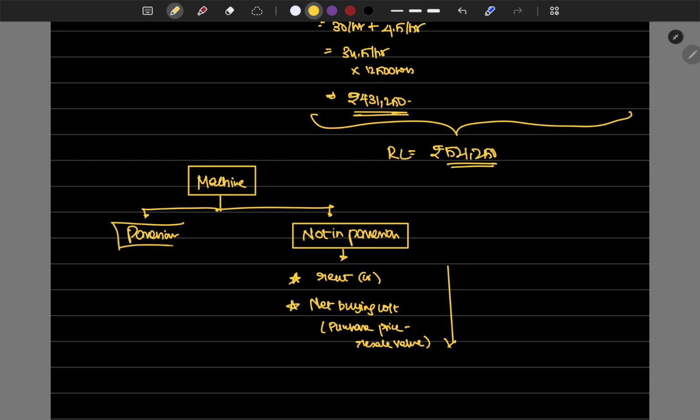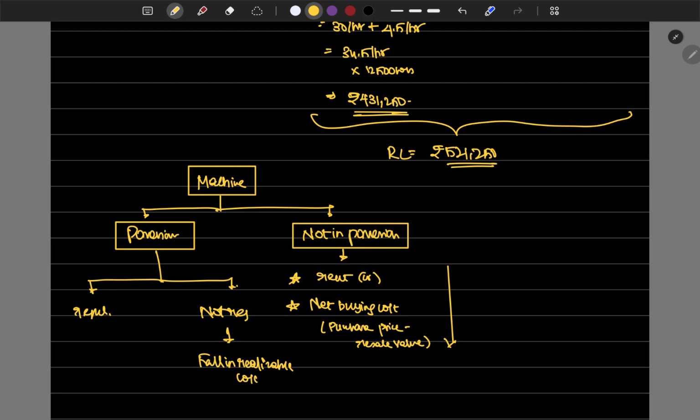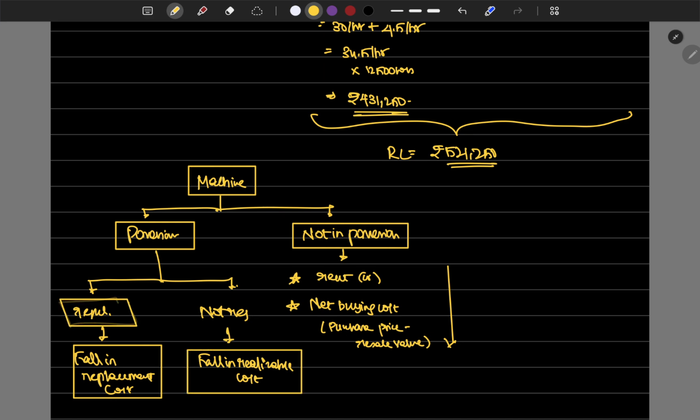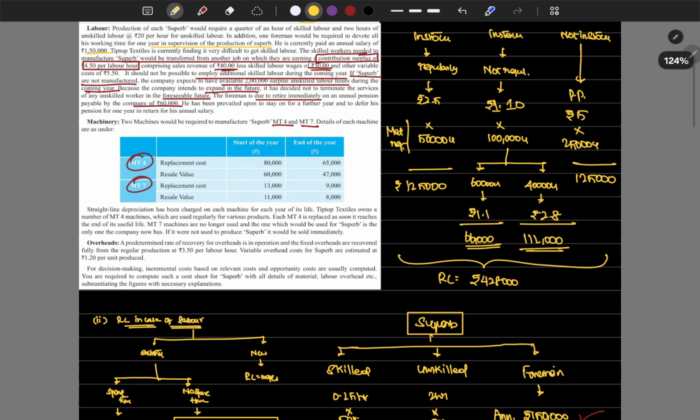If it is in possession, we have to think about two things: whether it is regularly used or not regularly used. If not regularly used, the fall in realizable value is our relevant cost. If it is regularly used, the fall in replacement cost is our relevant cost. Yes, we have written the logics for the machine part. Now we have to apply this to the problem, right?